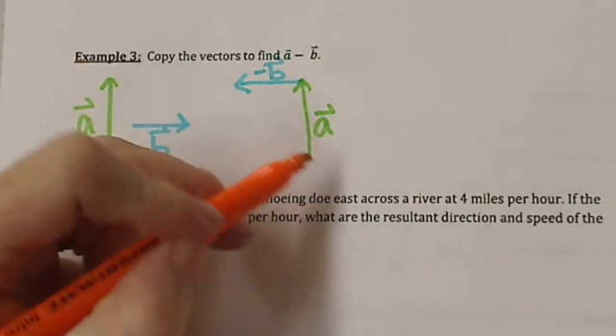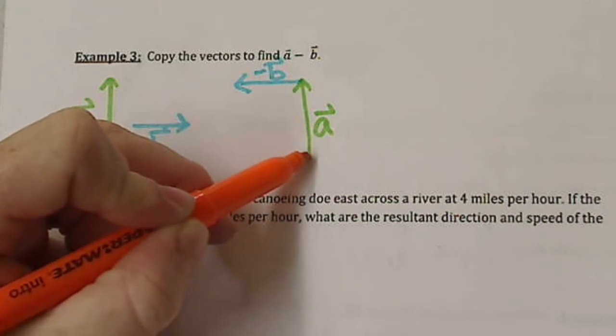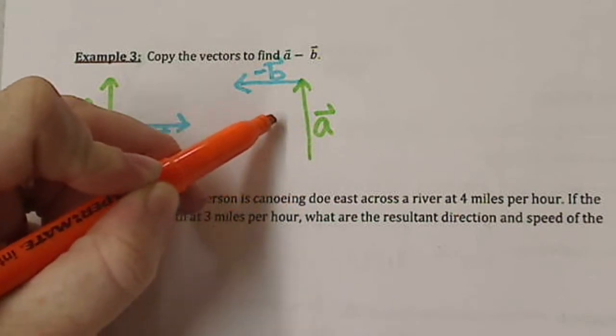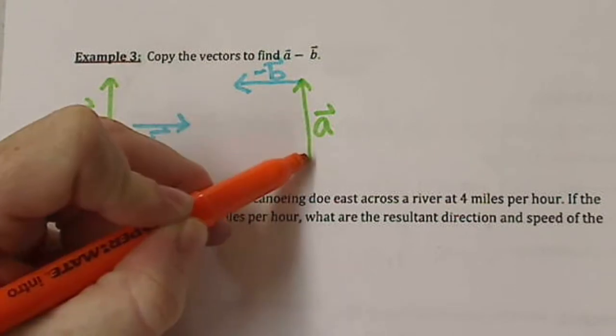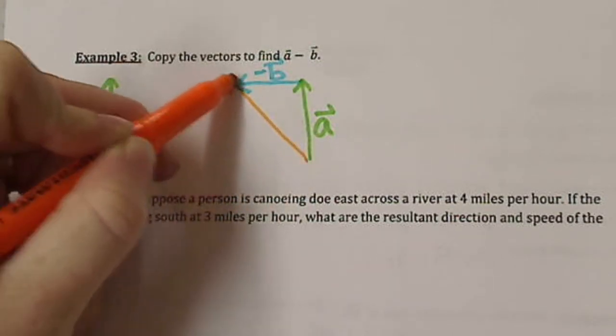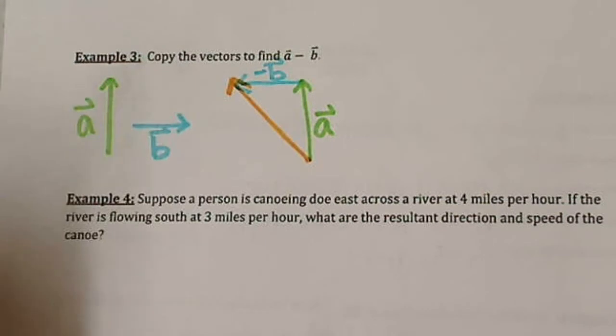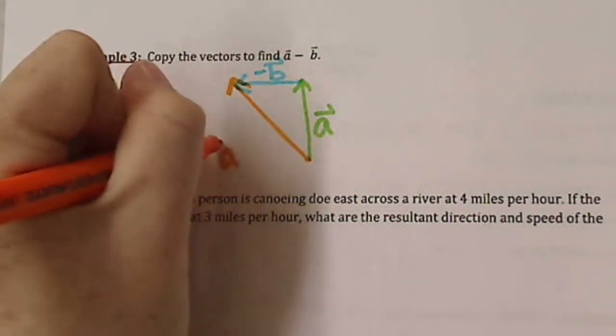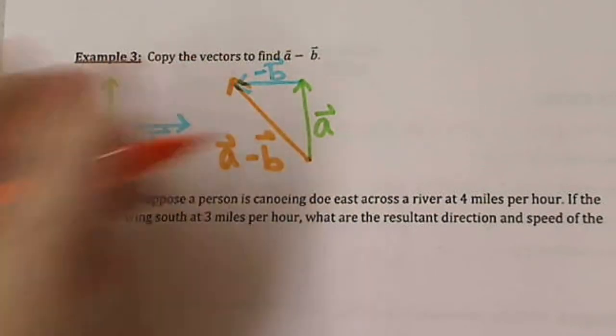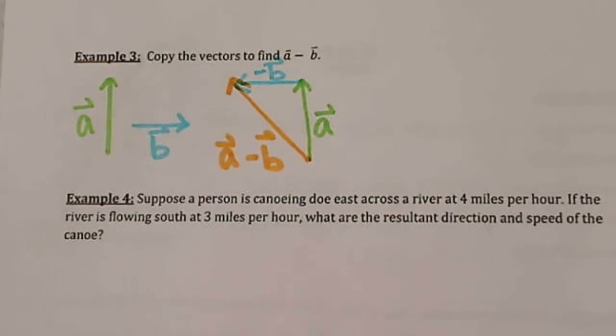To figure out the resultant, or the vector that's formed from that subtraction, I'm going to start at my initial position with vector A, and I'm going to draw a vector up here to connect where vector B ended. So right here, that is my vector, and I'm going to label it A minus B. So the orange vector is my answer.